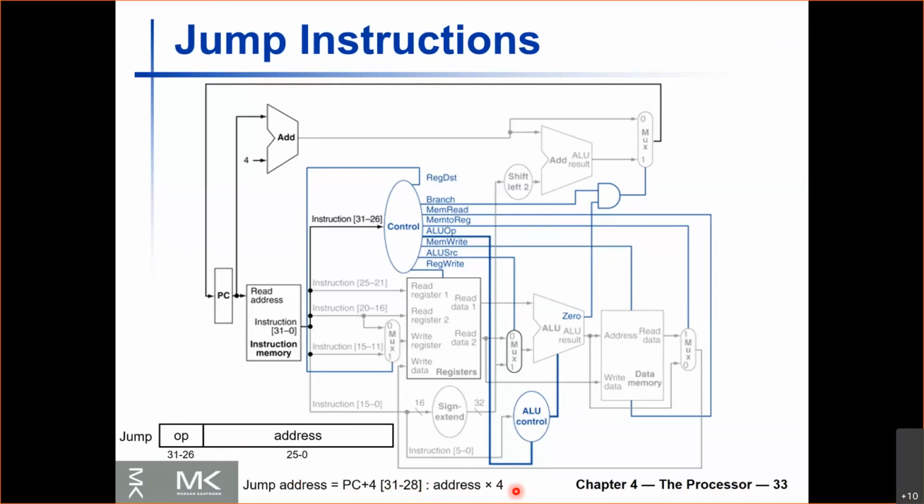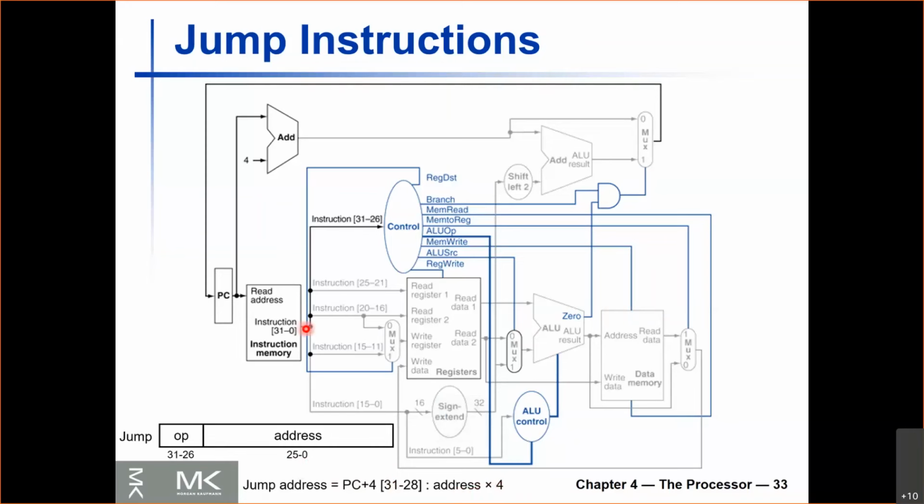Okay, so that's how pseudo-direct jump addressing works, and that is what we would like to do. We would like to perform this operation over here to find the target of the jump instruction, and then select that as the next PC. So how do we do that? Well, first thing we want to do is take the address and multiply it by 4. Where do we get the address from? Right, exactly. It's bits 25 to 0 from the instruction.